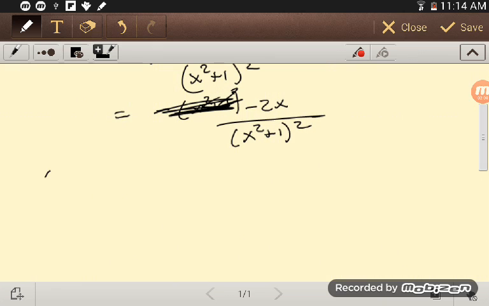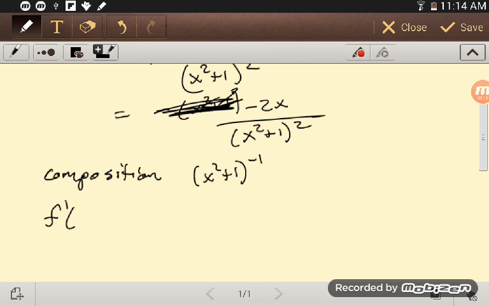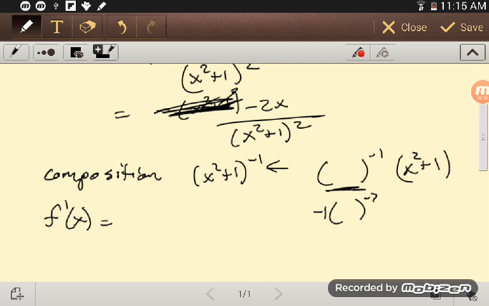Now as a composition, and I'll rewrite that here. We had x squared plus 1 to the negative 1. And so f prime of x, well, we have a power rule here on the outside. So right now we're looking at that, and we're looking at that. And so the derivative on this first part, negative 1 to the negative 2, because I subtract 1. And on this part, it's just 2x.